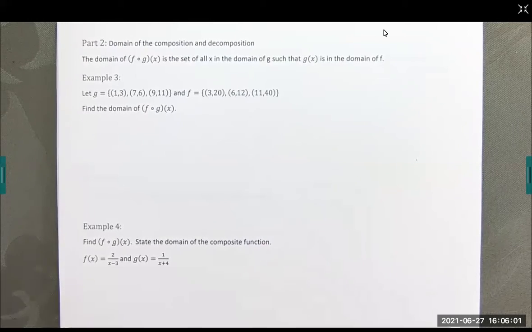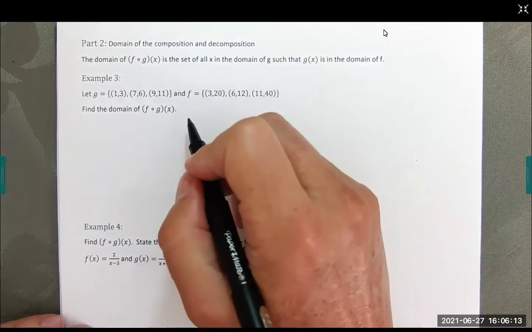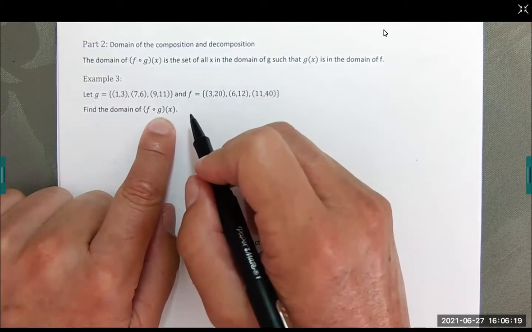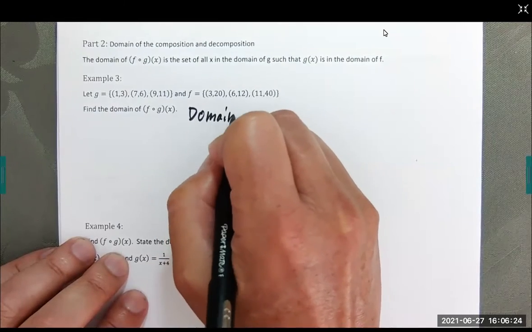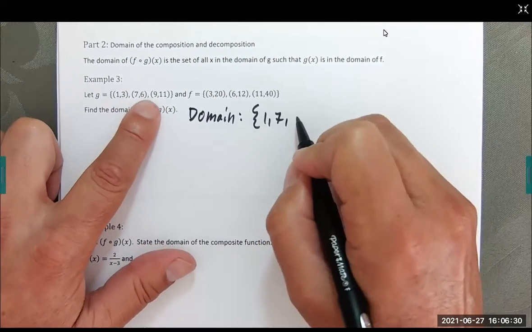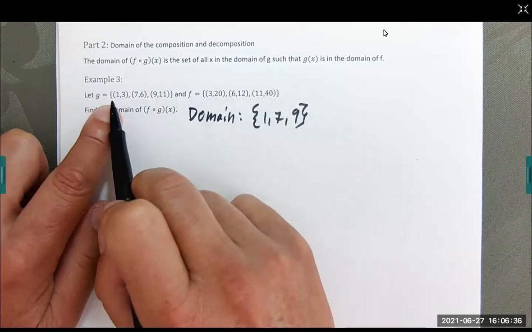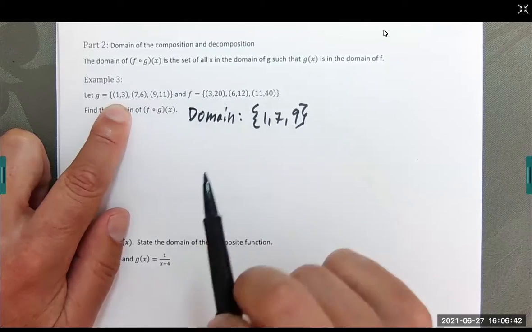All right, so the domain of f composite g of x is the set of all x's in the domain of g such that g of x is in the domain of f. So let's look here. I need values of x that are going to get me values of y, values of g. So the domain here is going to be the x values here, 1, 7, 9. And I'd like to point out that if I use the domain of g, the range of g, 3, becomes the domain of f to give me 20 and so on.